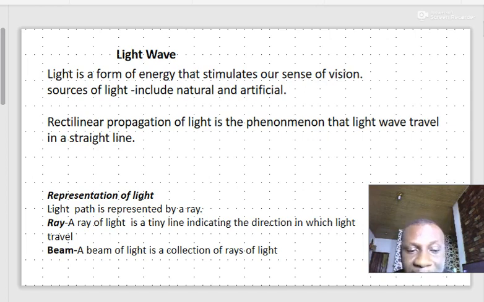So a ray of light is a tiny line or a thin line that shows or indicates the direction in which light travels. This ray of light has a line and an arrow. The arrow gives the direction of light. Of course, a light source does not produce a single ray. So all of space is filled with light from a source. So therefore, there are several rays from that source, and these rays are known as a beam. So a beam of light is therefore defined as a collection of rays of light.